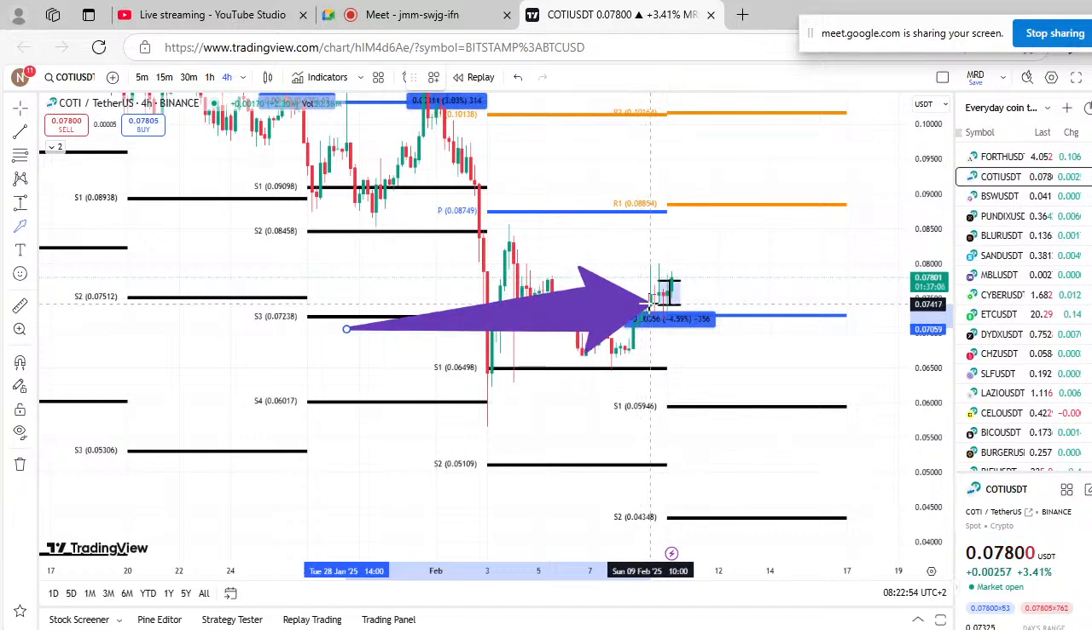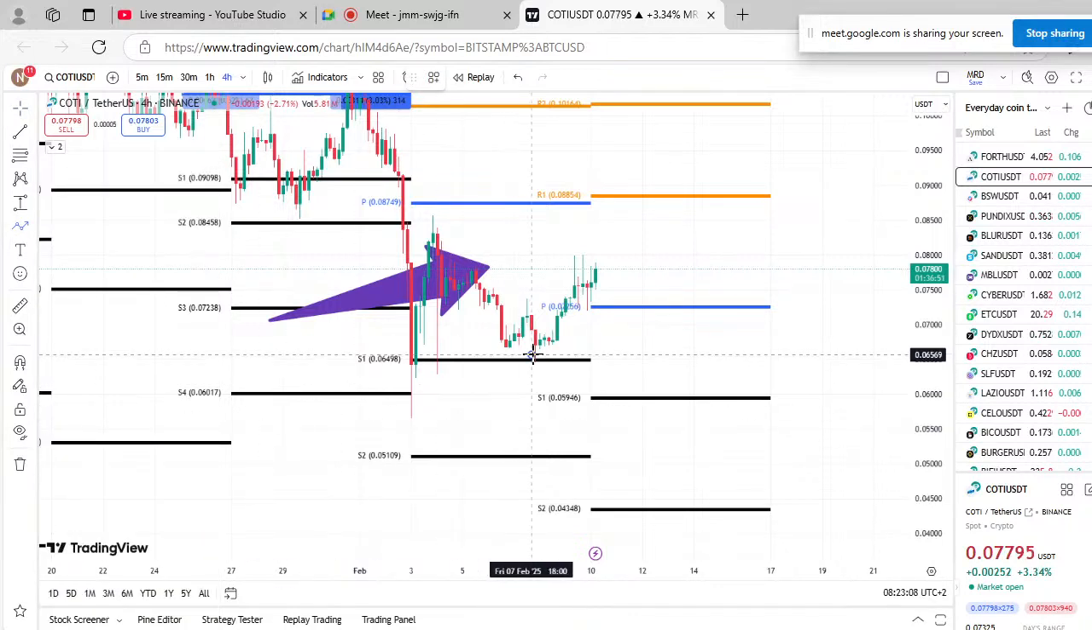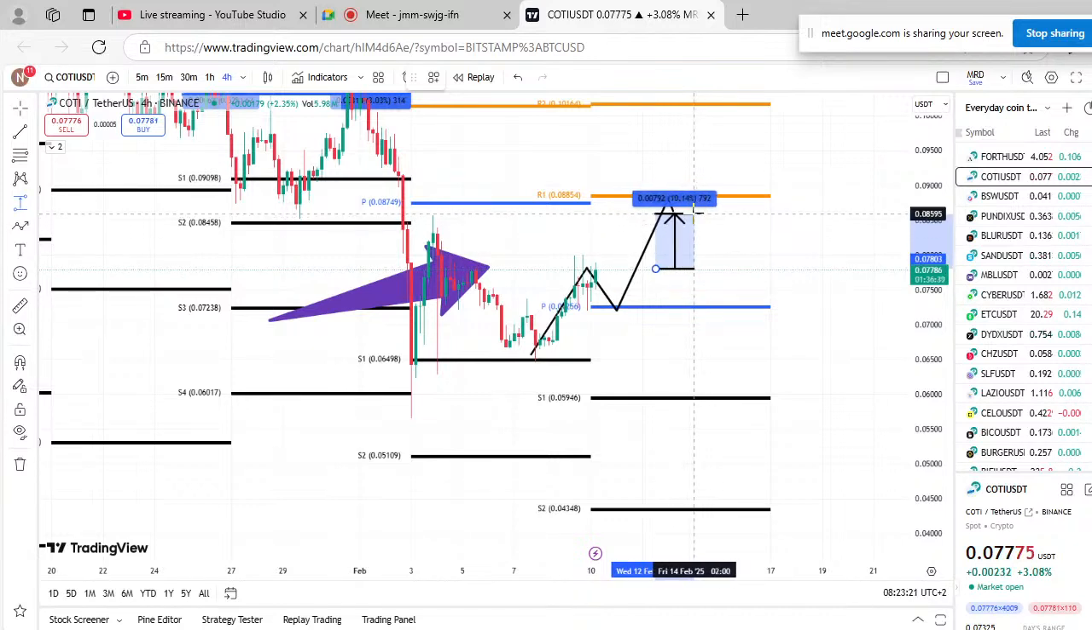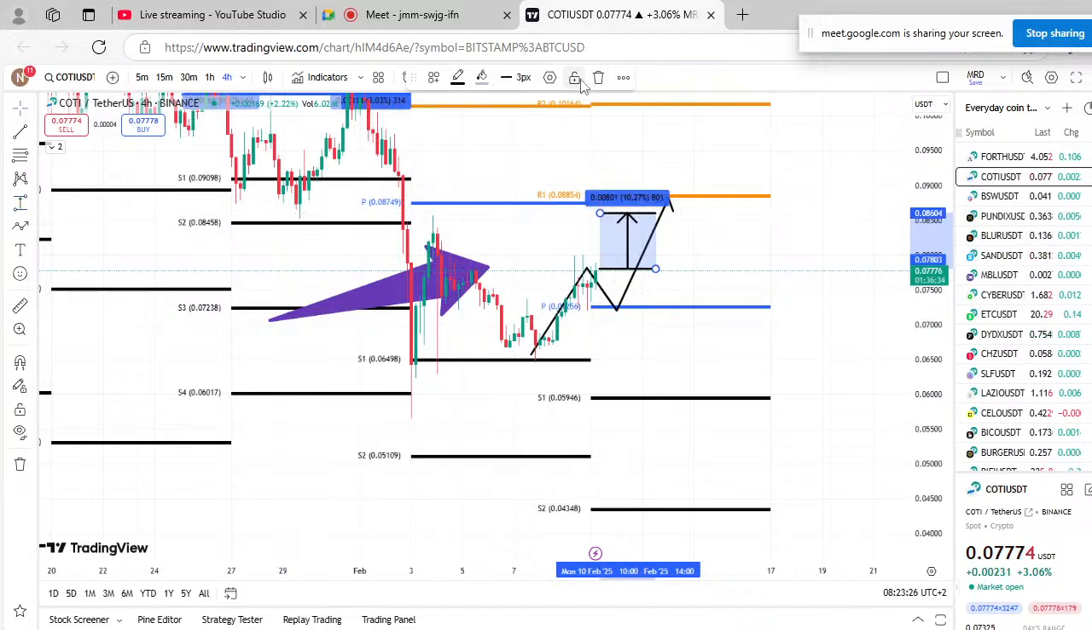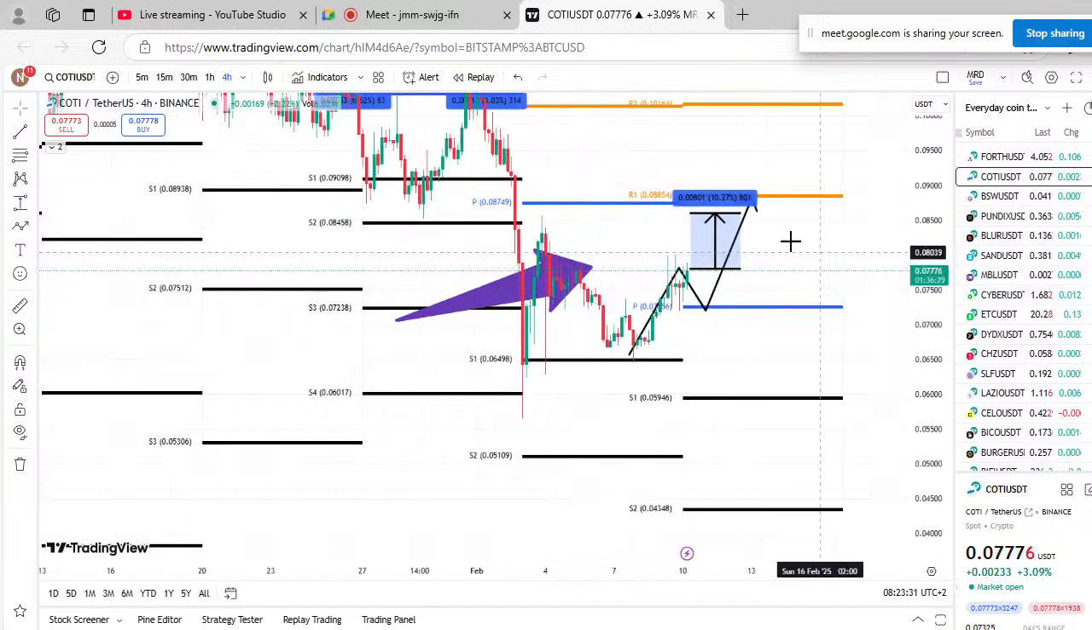Therefore, since we closed above the pivot point, now we are likely to move up like this. It is this test, then up. So we are likely to hit this target, which is resistance 1. So from here we could look at 10%. We could look at 10% from there, and we expect it to be hit as soon as possible. So that is it.